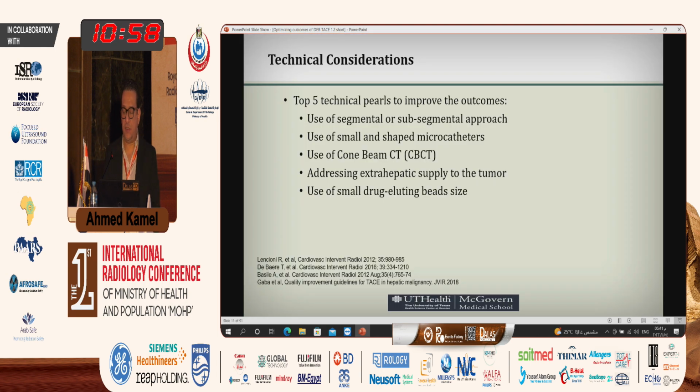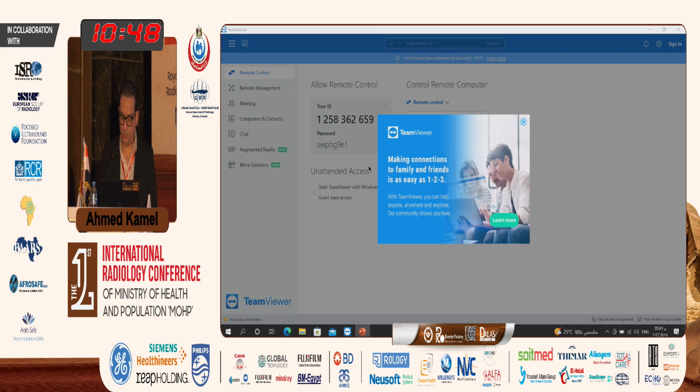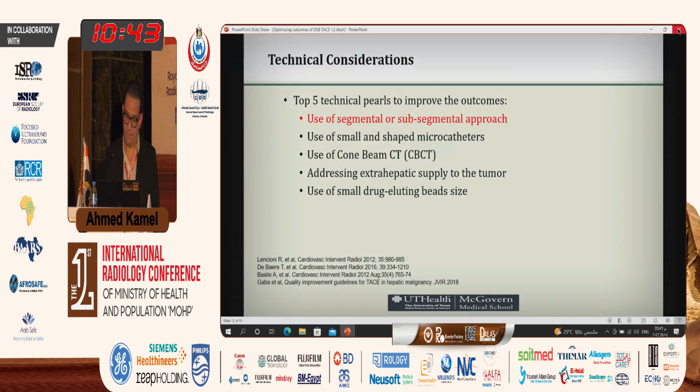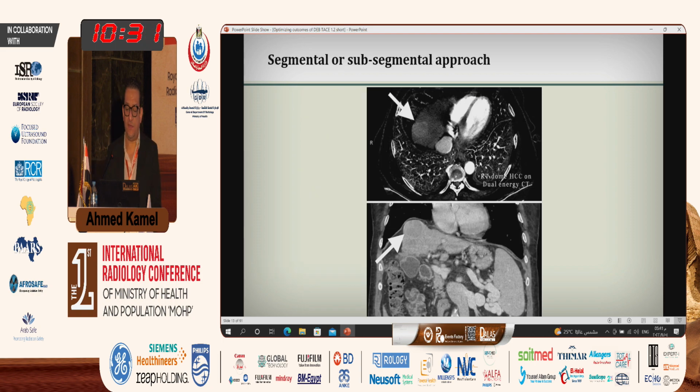Technical considerations: there are 5 technical pearls I'm going to talk about today. Of course, there are more, but these are the main ones. First is to use a segmental or subsegmental approach, to use small and shaped microcatheters, to use cone beam CT, to address extrahepatic supply to the tumor, and to use small drug eluting bead size. In terms of segmental and subsegmental, again, the more you advance your microcatheter in the liver towards the tumor, the better your results will be.